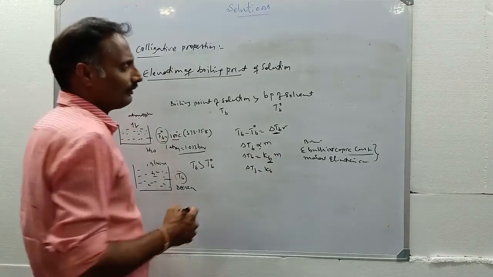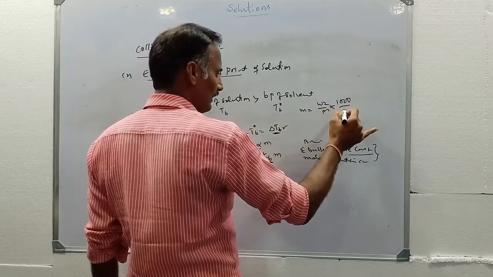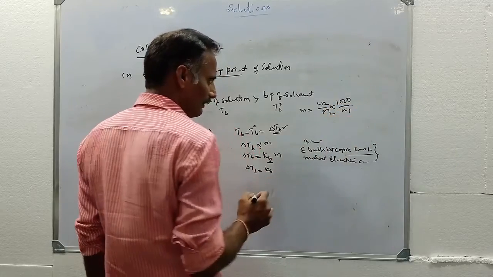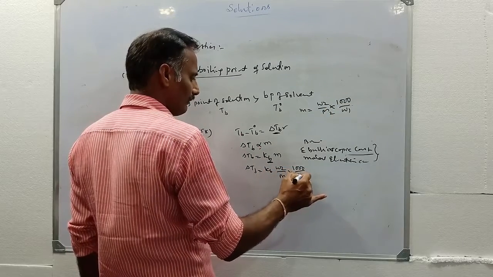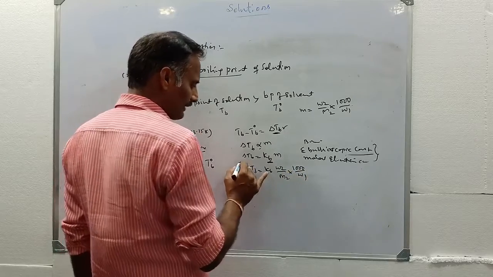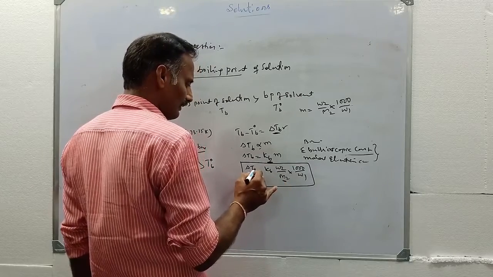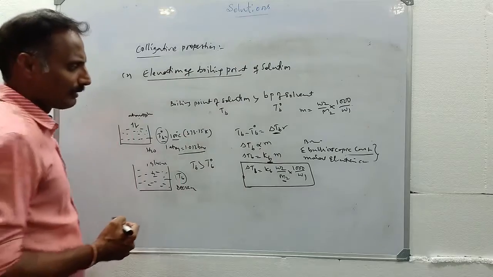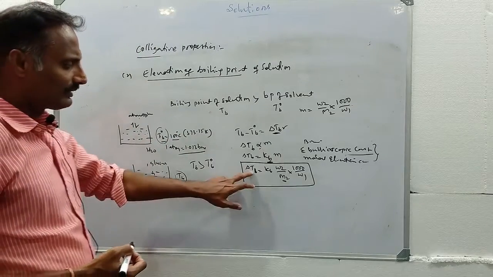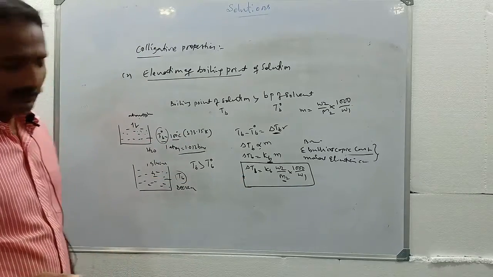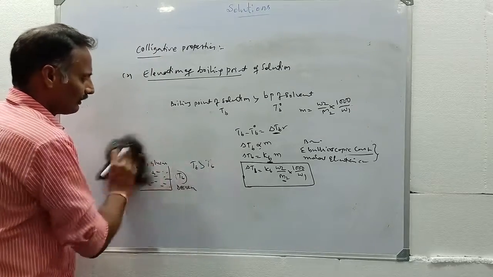Molality means what? We know that molality equals W2 by M2 divided by W1 by 1000, that is W2 into 1000 by M2 into W1. This is the expression used to calculate the molecular mass of a solute based on elevation in boiling point. This is one of the important equations used to calculate the molecular mass of a solute using elevation in boiling point of a solution. Then we are also drawing some graphs based on this elevation in boiling point to understand clearly.